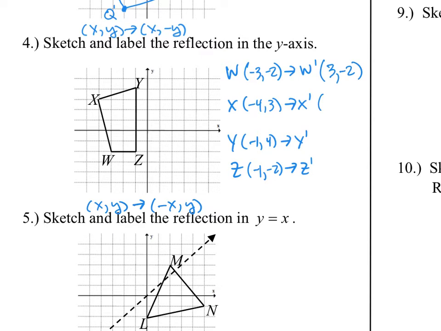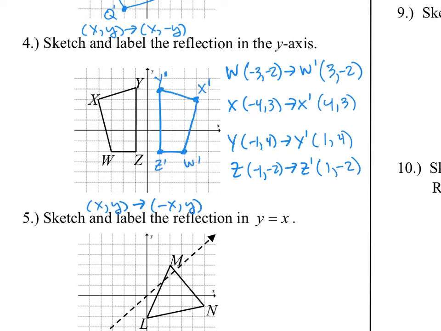X prime's coordinates will be +4, +3. The coordinates of Y prime will be +1 and 4. And then Z prime will have coordinates +1, -2. So I'm going to go ahead and stop the video. I'm going to graph those 4 points and label them, and then draw the reflection in the y-axis.